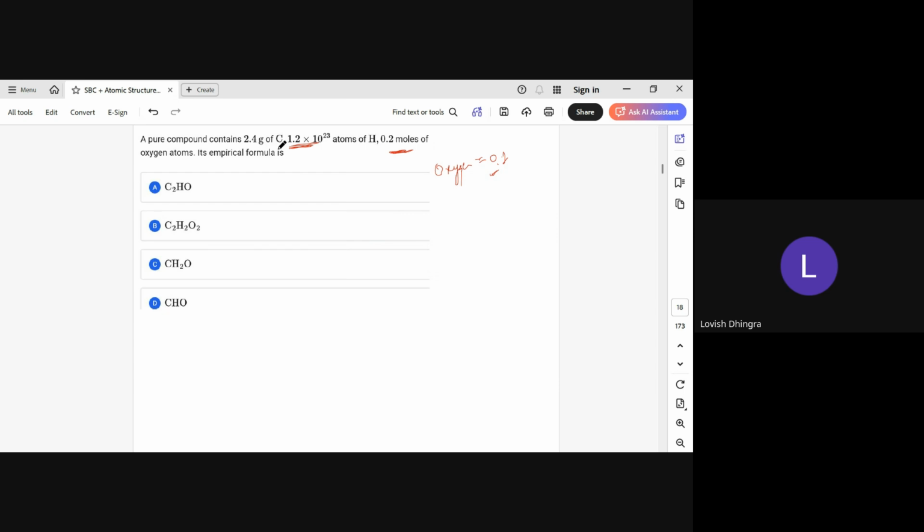I'll find the number of moles of carbon. So given mass is 2.4 divided by the atomic mass of carbon, that is 12. So it will come out to be 0.2. So these are the number of moles of carbon. This is for oxygen. Then the number of moles of hydrogen, how will you find it? What formula will be used here to find out the number of moles of hydrogen?